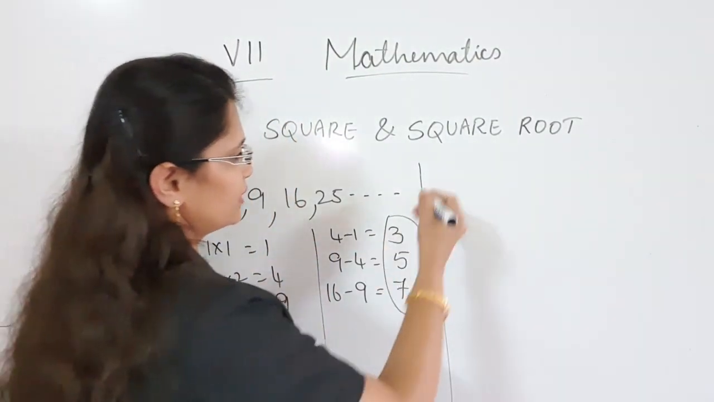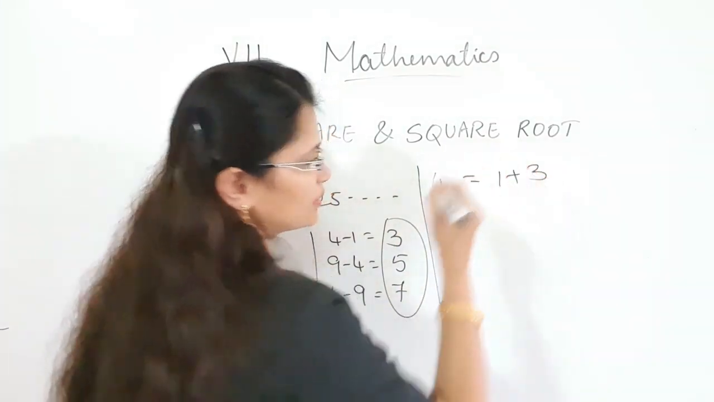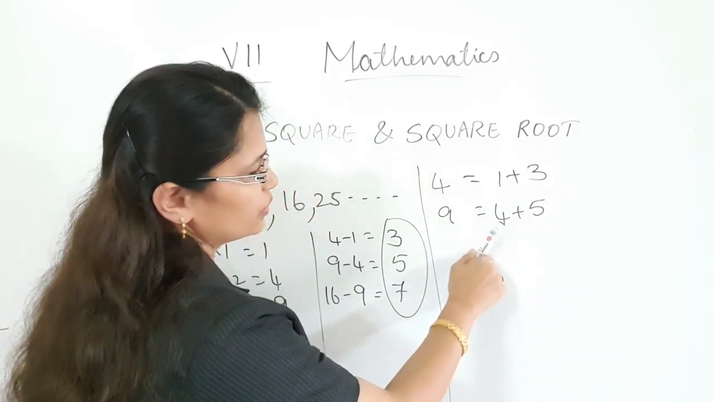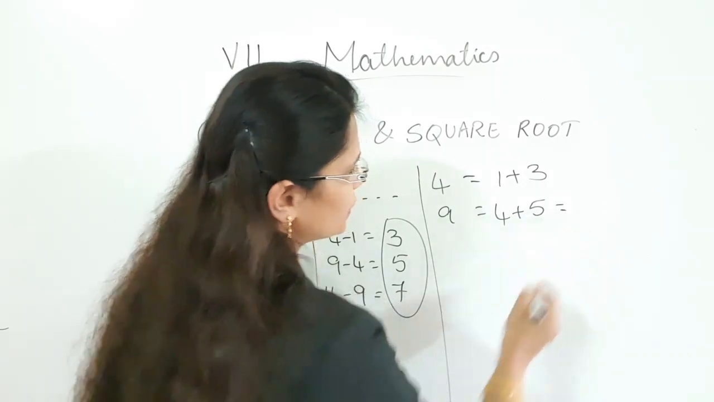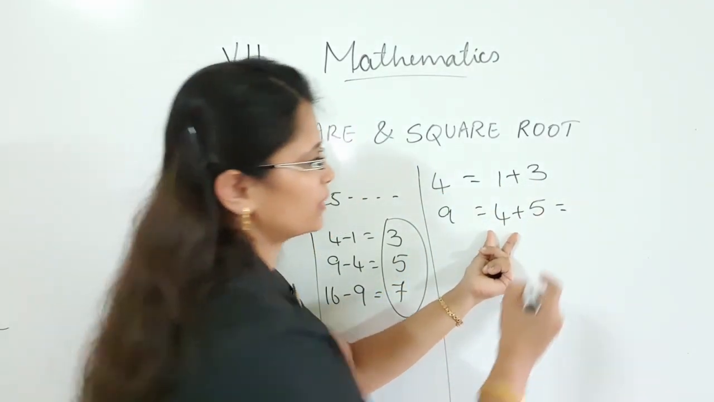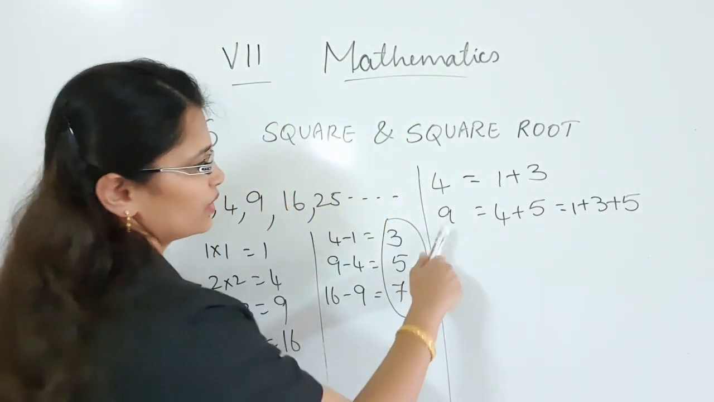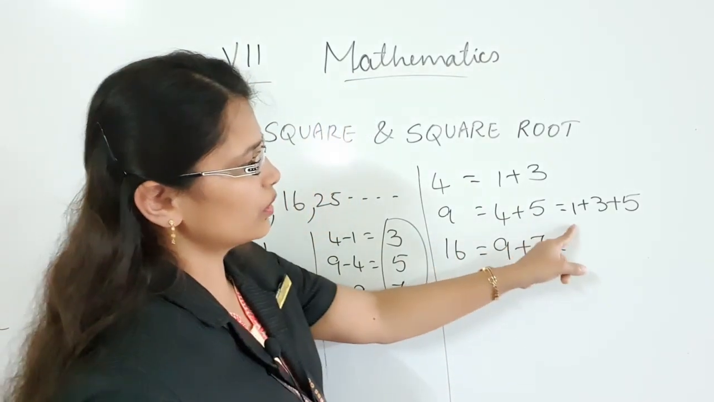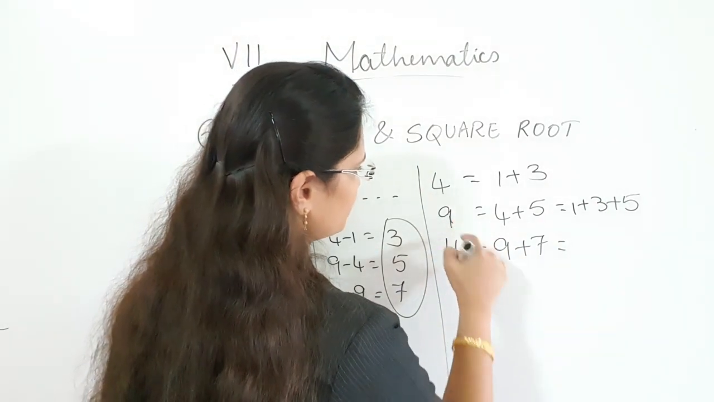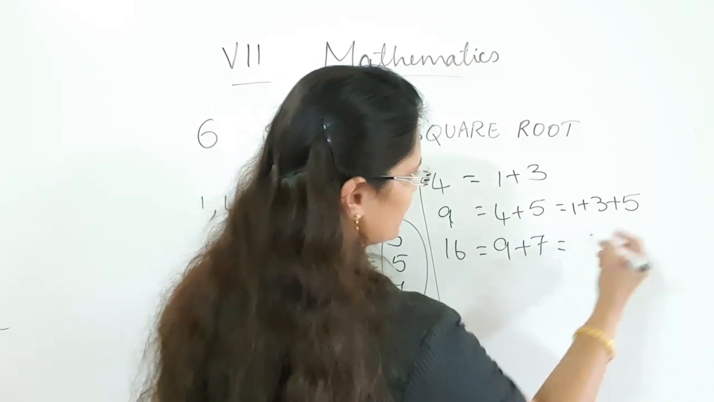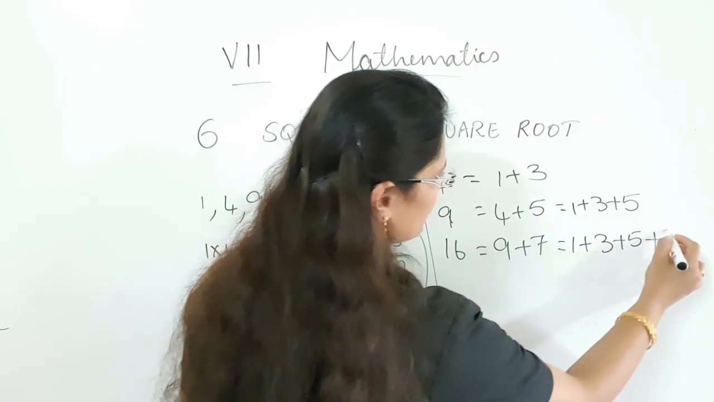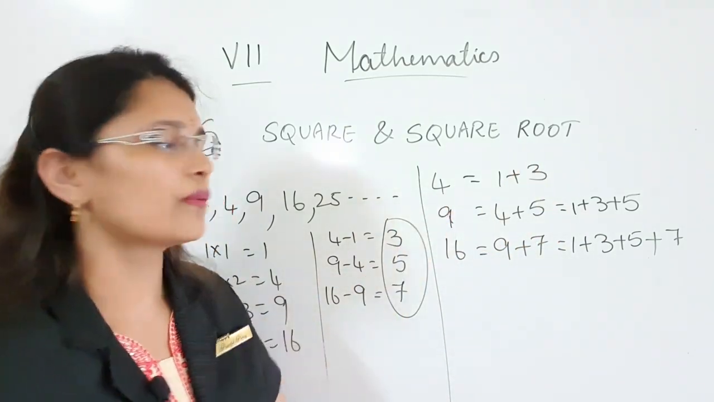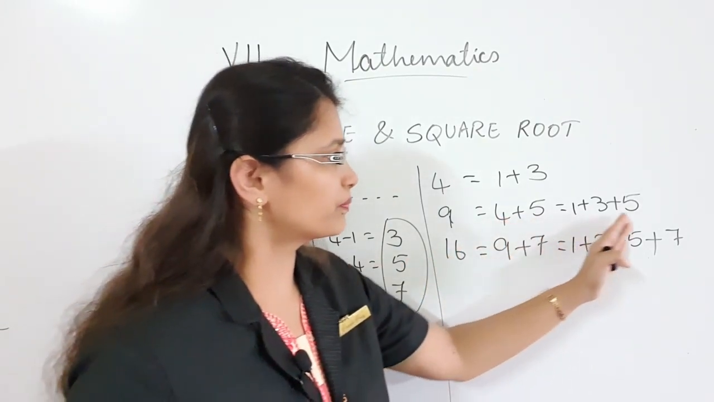So, children, let us write this in another way. 4 is equal to 1 plus 3. Okay. Then 9 is equal to 4 plus 5. So, we already got 4 is equal to 1 plus 3, so substitute that here. So, 1 plus 3 plus 5. Then, 16 is equal to 9 plus 7. But we got 9 is equal to 1 plus 3 plus 5, right? So instead of 9 we can write 1 plus 3 plus 5 plus this 7. So, the sum of consecutive odd numbers is equal to perfect squares. What is that? Sum of consecutive odd numbers.